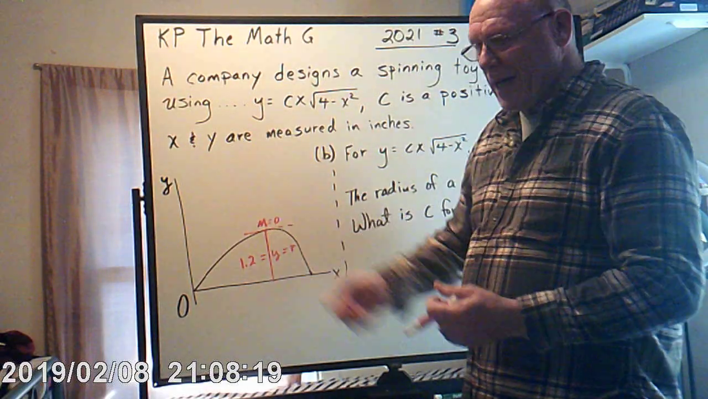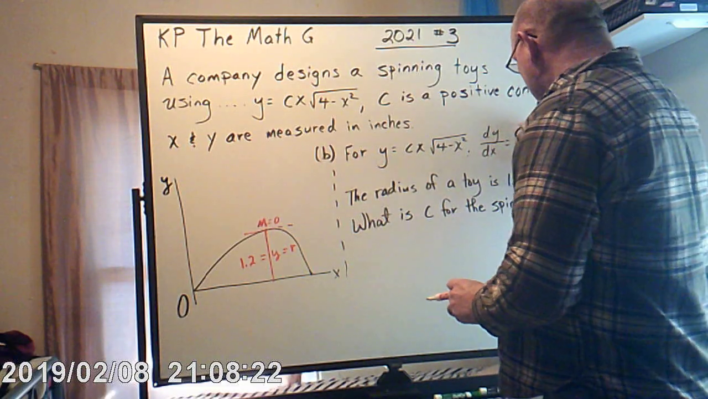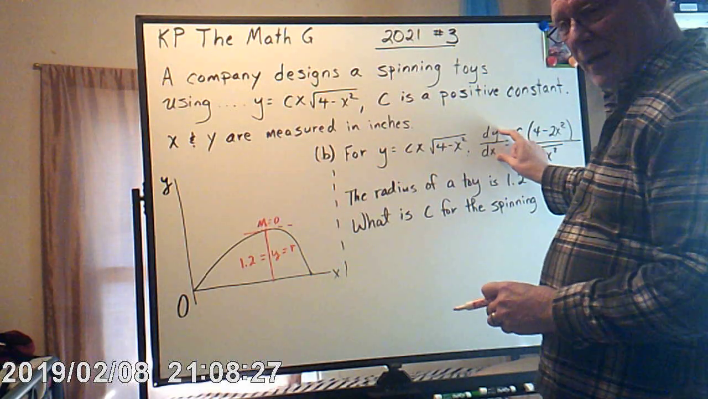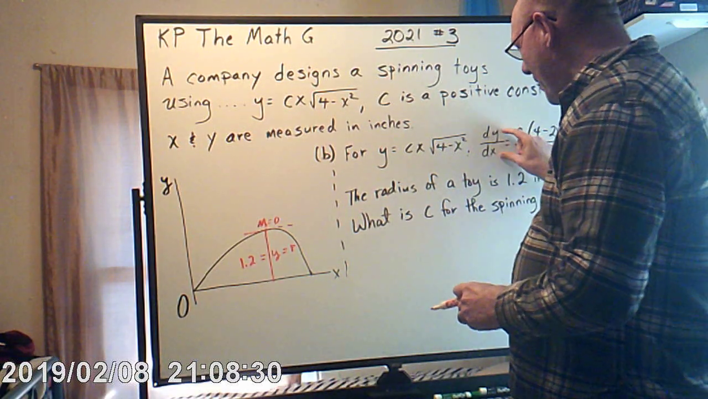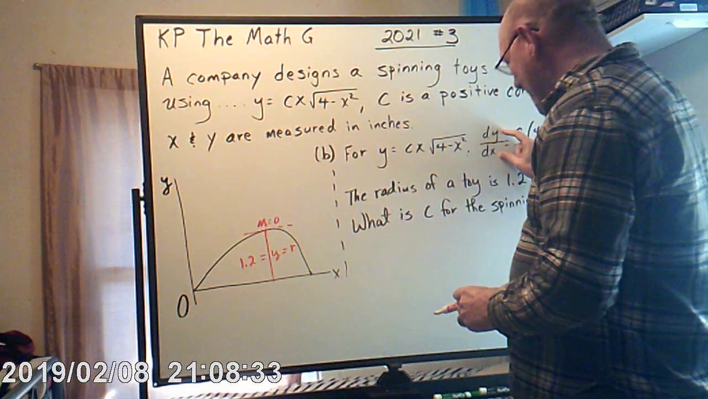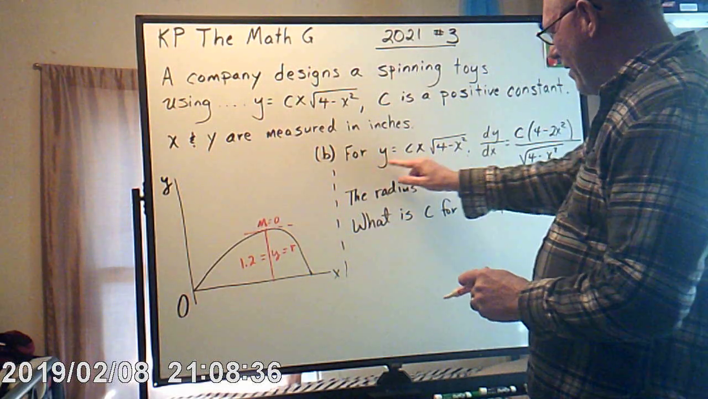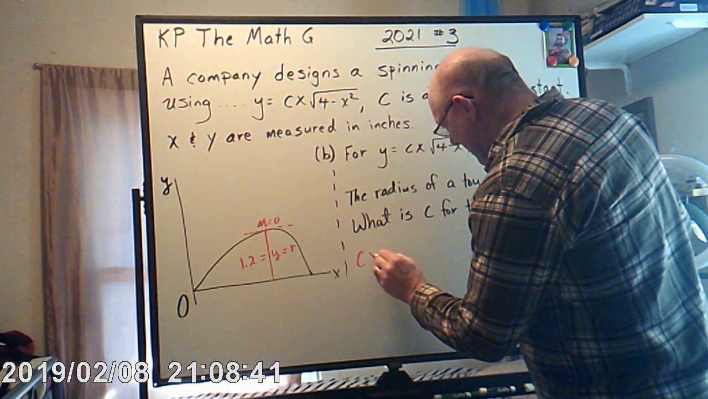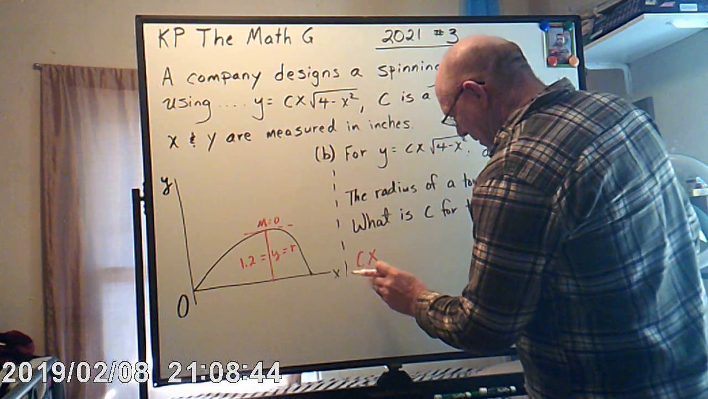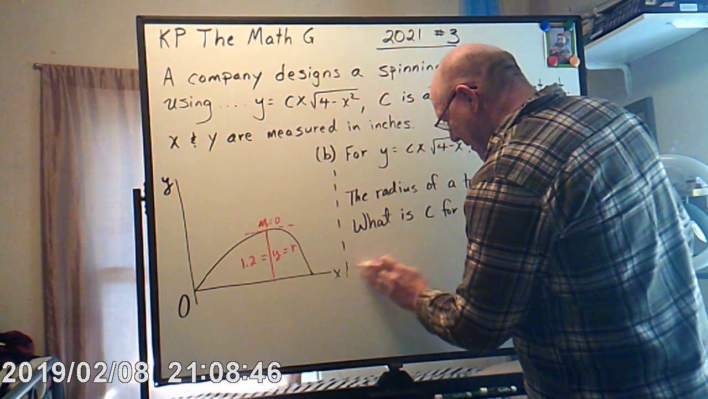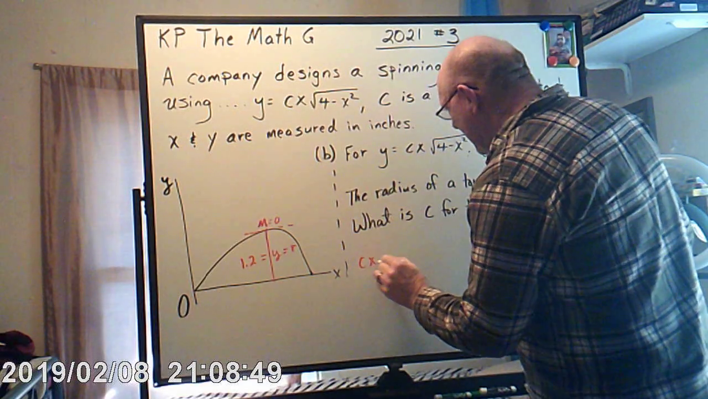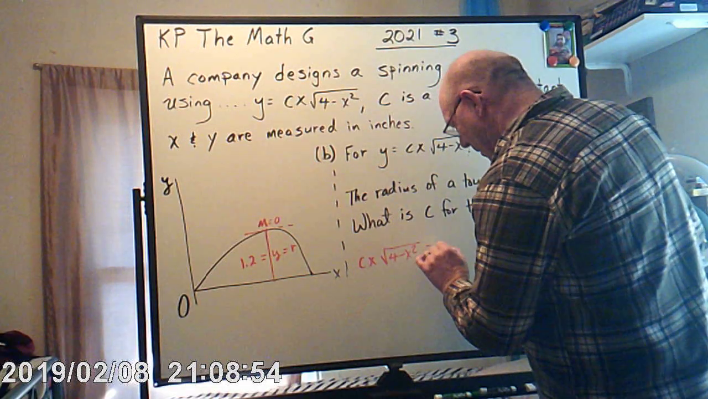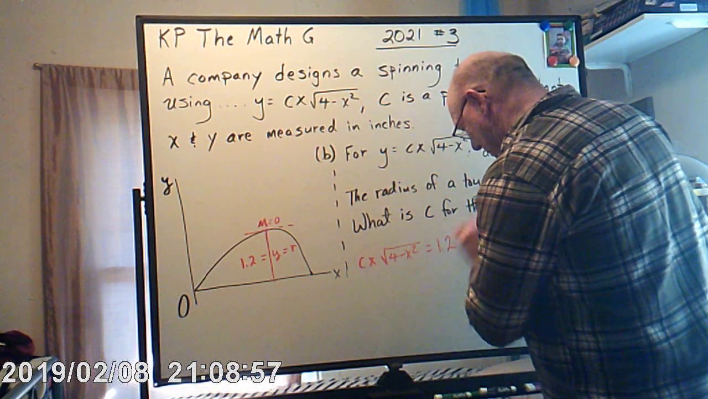Well, this is a maximum height. So when you do maxes, in this particular case, dy over dx is equal to the slope. The slope is 0. The change in y over the change in x is 0. So what we have to do is, we know that this is two problems actually. Alright, so y, which is, we can go ahead and do it this way, cx times the square root of 4 minus x squared.